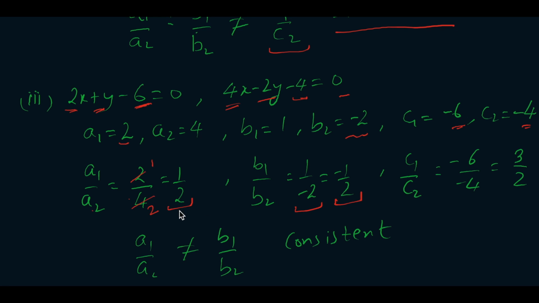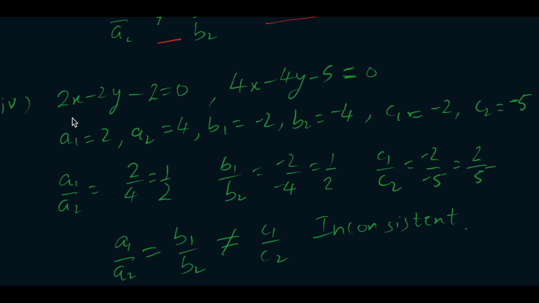Now a1 by a2 is half and b1 by b2 is minus half. So we don't need to check c1 by c2. So a1 by a2 is not equal to b1 by b2. Hence those equations are consistent. So we need to plot this, which we will do after our fourth question.